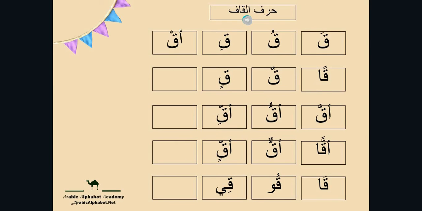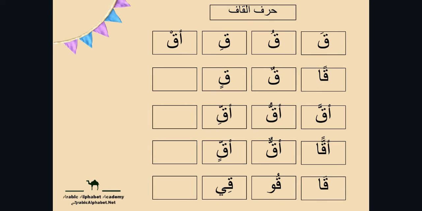We will start by the letter Qaf and we will apply the harakat. Fatha is the hyphen that comes above the letter. Damma is the fatha that has a small circle attached to it and it comes above the letter also. Kassrah comes as a hyphen under the letter.